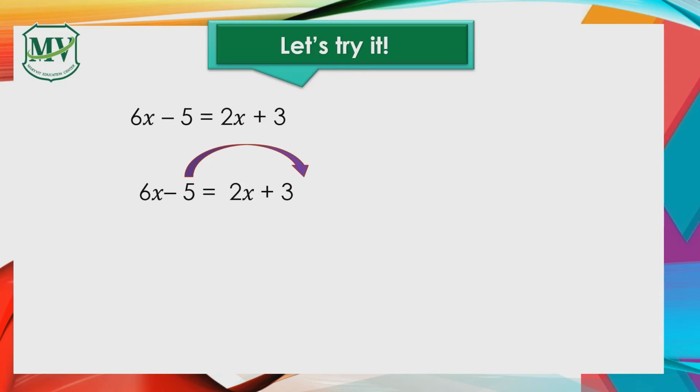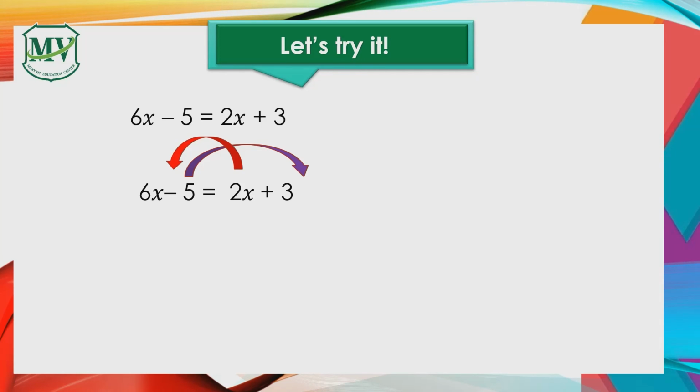Let's try another equation. 6x minus 5 is equal to 2x plus 3. In this equation, we are going to arrange first in their like terms. Copy first the original equation. Then, move or transfer minus 5 to the right side of the equation, and it will become positive 5. Then, move 2x to the left side of the equation, and it will become negative 2x.